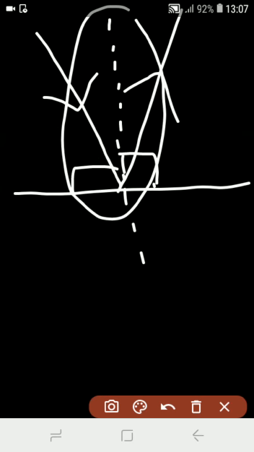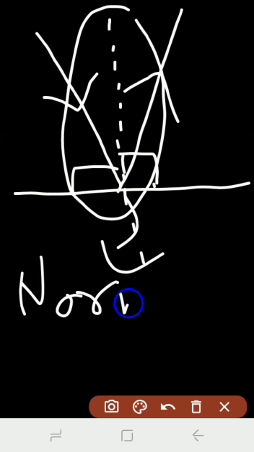Now let us draw a line perpendicular to the surface, meaning a line perpendicular to the surface, that is, it will form 90 degrees with the surface. So this type of line is termed the normal. This is called the normal. When we talk about the laws of reflection, we will call it the normal.